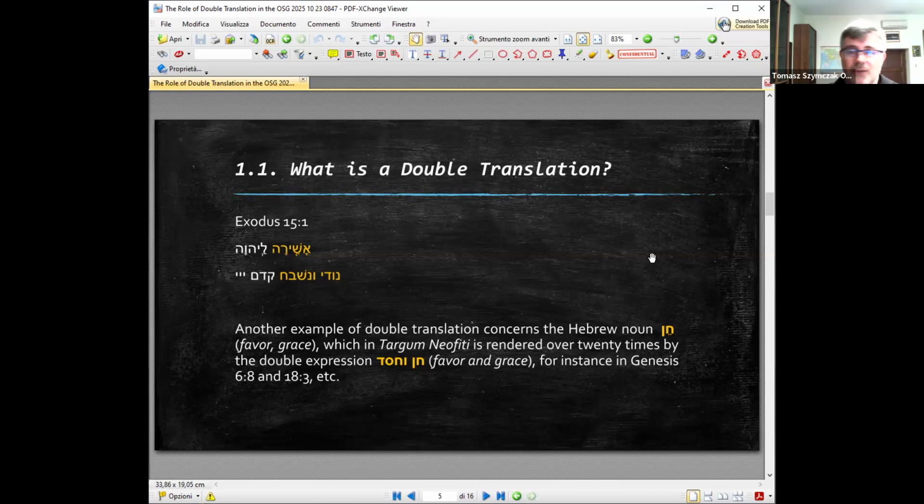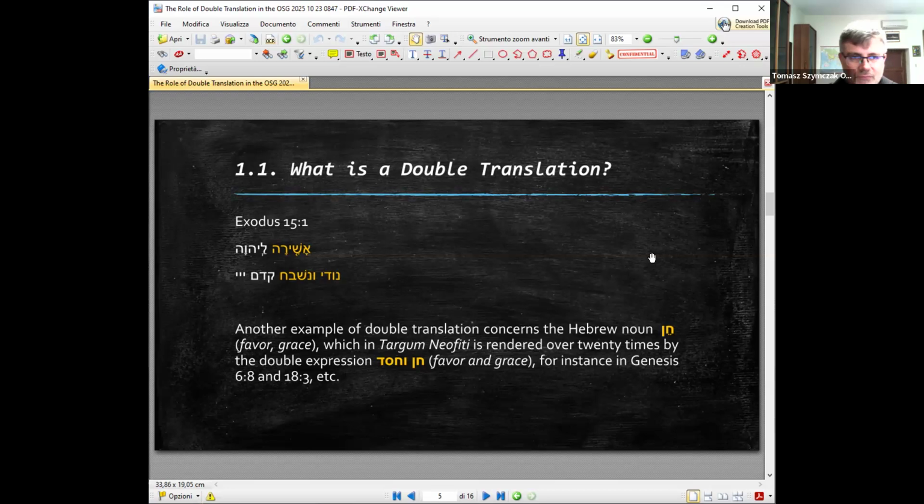Here we can see, for example, Exodus 15:1, Ashir al Adonai. The verb shir, to sing, is rendered in the Targum Neophiti by two verbs: nodi, to praise, to confess, and then nishbach, to praise, to glorify. So one verb is rendered in the translation by two different verbs, more or less from the same semantic field.